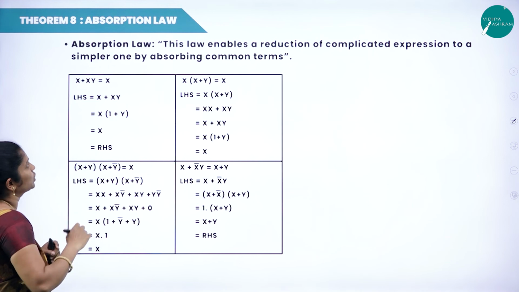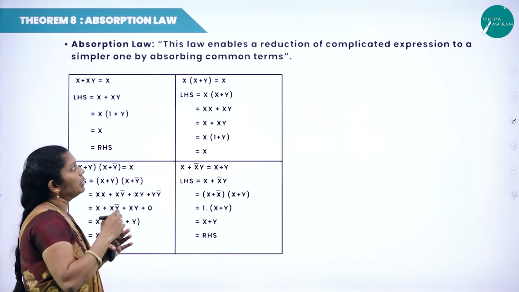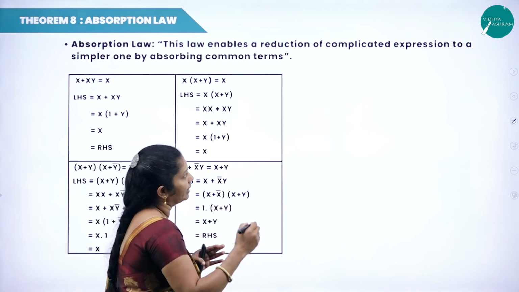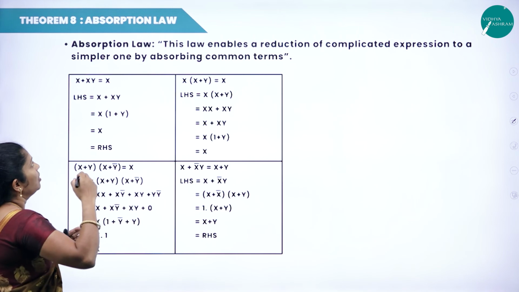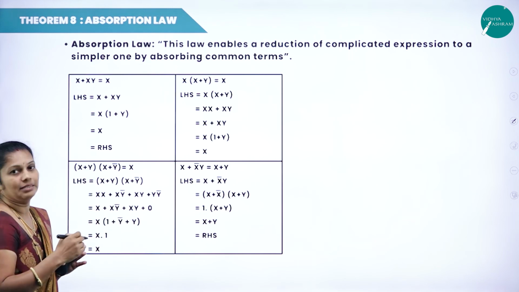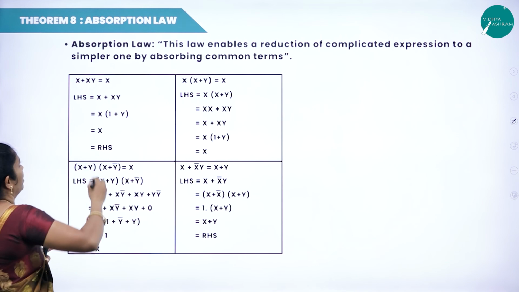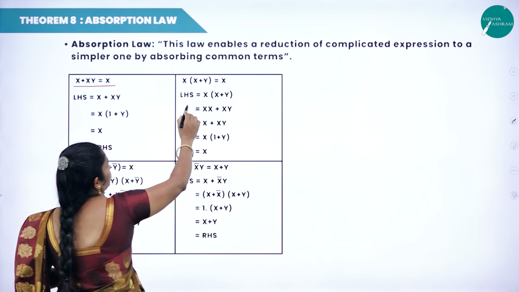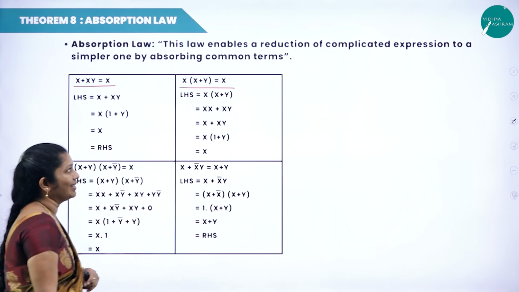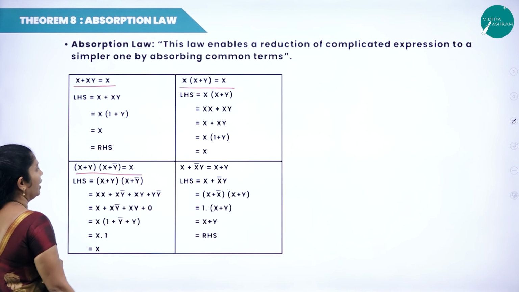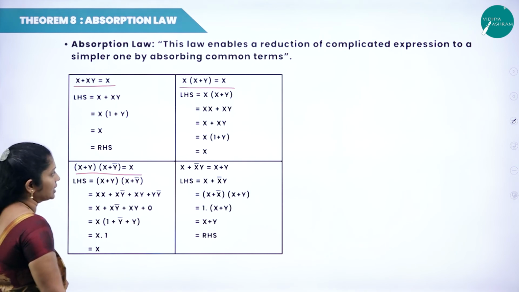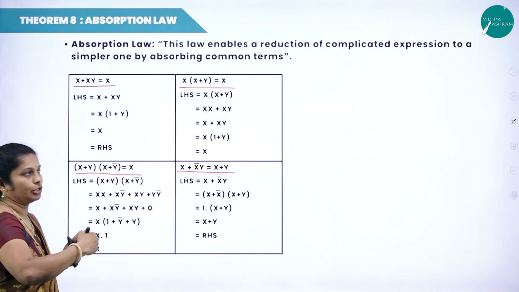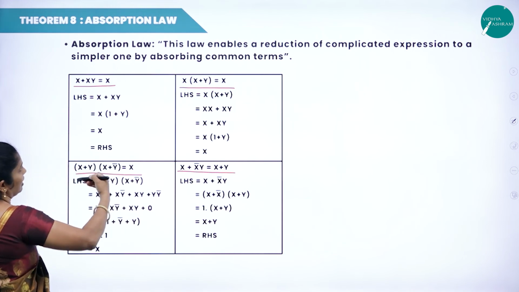Next, we'll move on to the next one, absorption law. What do you mean by this? Absorption law enables a reduction of a complicated expression to a simple one by absorbing common terms. Here, if you observe, x plus xy is x. And the second absorption law, x into (x plus y) is x. In the same way, (x plus y) into (x plus y bar) equals x. Then x plus x bar y equals x. These are the few absorption laws. Then right hand side equals left hand side we can prove here.